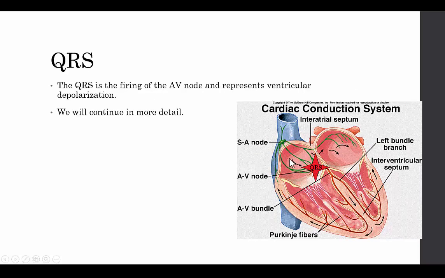The QRS, very generally, is the firing of the AV node. We know the SA node fires and depolarizes the left and right atria. The AV node then holds the signal until they're completely depolarized and the ventricles are ready to accept the blood. Then the AV node fires, moving the electrical signal through the bundle of His, the left and right bundle branches, into the Purkinje fibers. And this is pretty much what the QRS is. It's just the depolarization of the septal wall to the ventricle walls. And we'll go into more detail here.